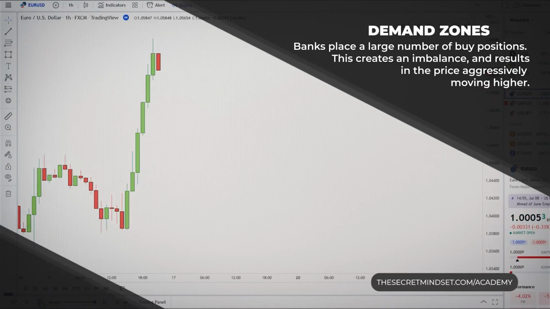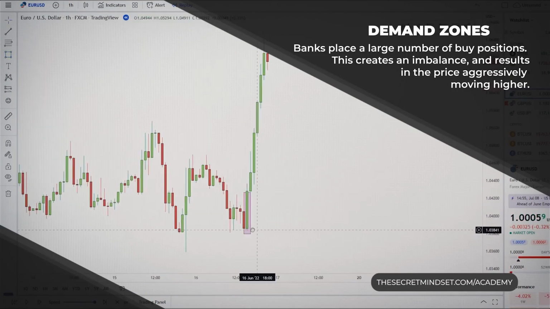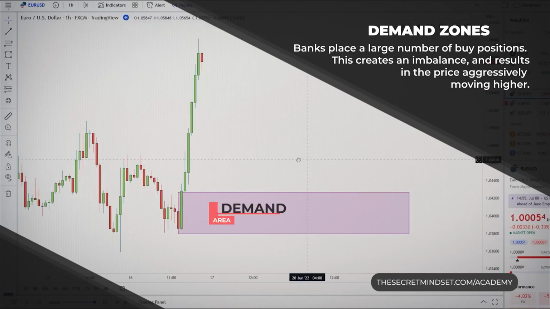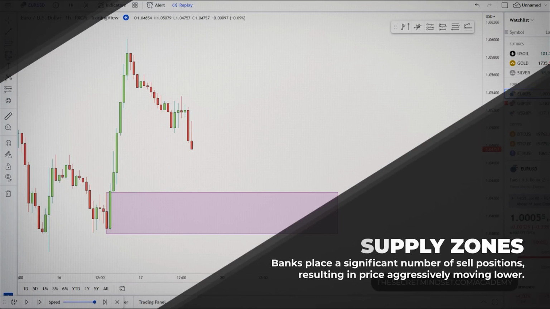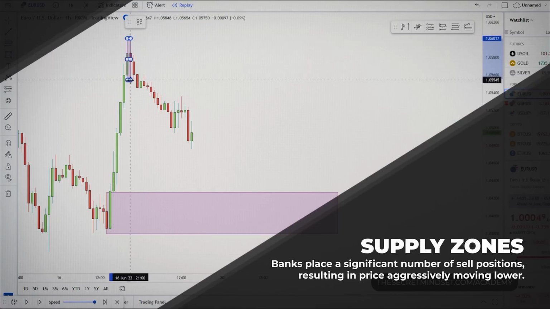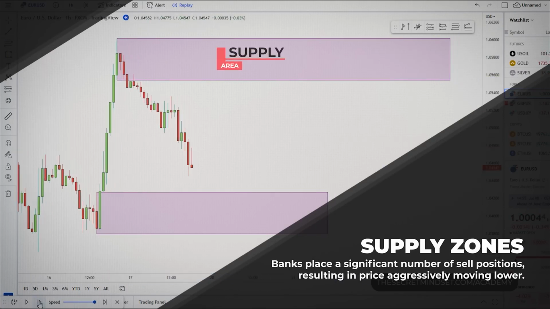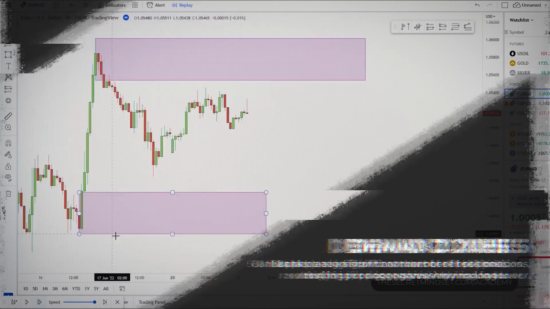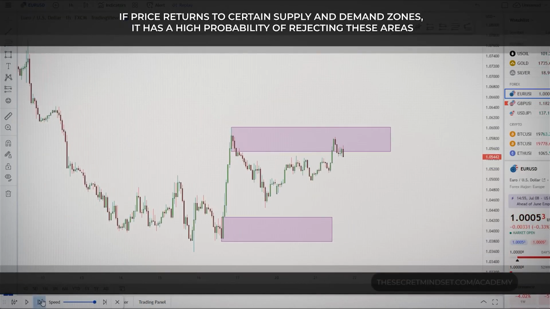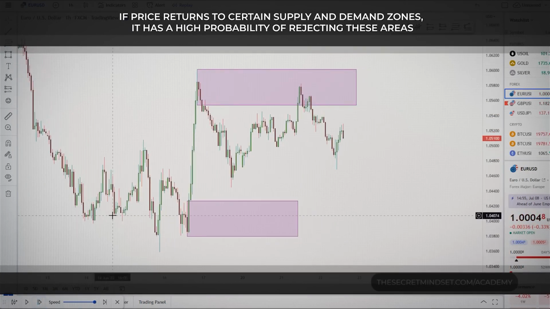Demand zones form when banks place a large number of buy positions. This creates an imbalance and results in the price aggressively moving higher. These are the support levels of supply and demand trading. Supply zones are points where the banks place a significant number of sell positions, resulting in price aggressively moving lower. These are the resistance points where price could fall. So if price returns to a certain supply and demand zone, it has a high probability of rejecting these areas.